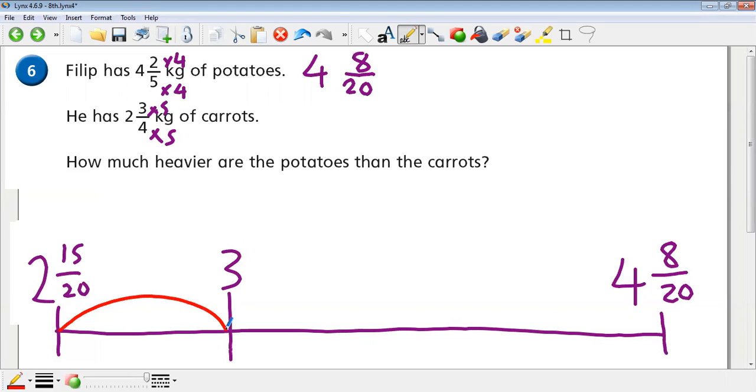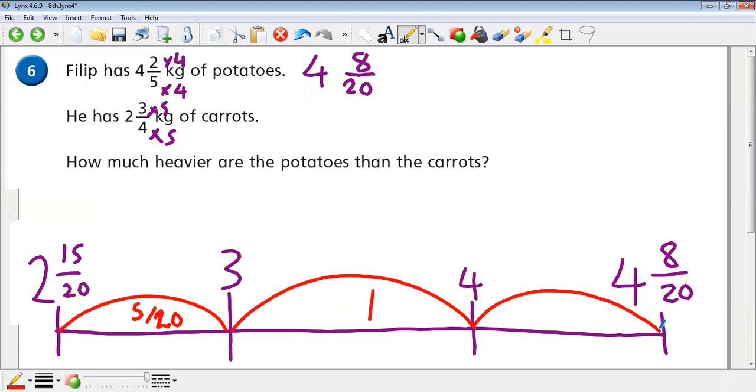2 and 15 20ths, so that difference there is 5 20ths, there you go. Then we can jump up to another whole one. So this bounce here is just 1. And then lastly, 4 to 4 and 8 20ths. Then we can put all our bounces together.